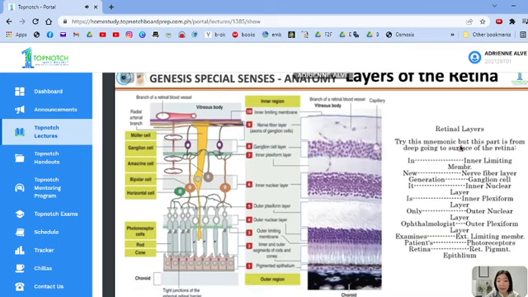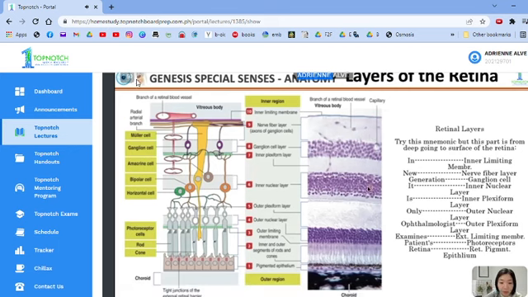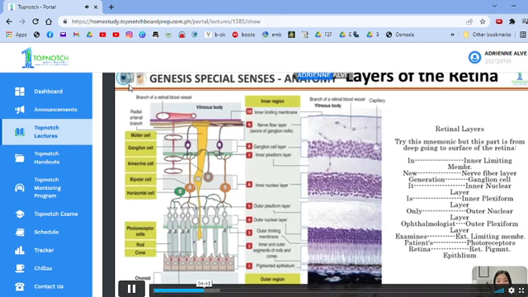So this is the mnemonic we have to try and memorize the layers of the eye. So starting from the inner area of the eye to the outer. In new generation, it is only ophthalmologist examines patient's retina.